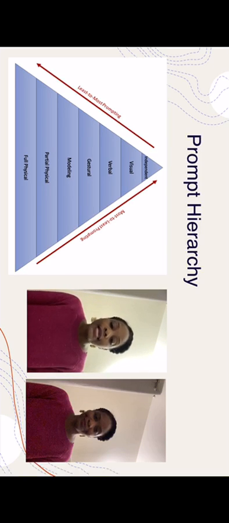And if you'll notice at the top of this visual, we have independent, and that's really where we want our clients to be. We want them to be able to do something independently, and so the prompt doesn't start until you actually get to the second or the visual section. So from visual all the way down to full physical, that's actually the prompt hierarchy with the goal of independence at the top.